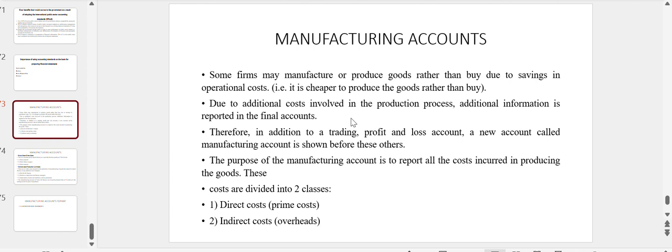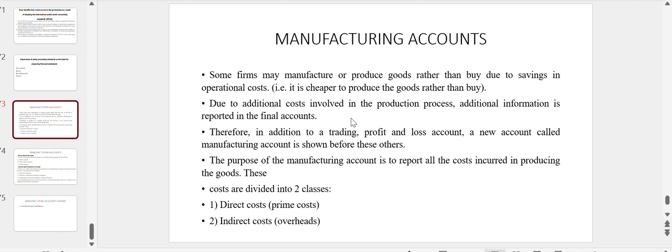So what is manufacturing accounts? For companies that manufacture goods or produce goods, they will have to open an account called manufacturing account to determine the total cost of production. And there are companies that may decide to manufacture or produce because it helps them to save on the operational costs. So it is cheaper to produce the goods than to buy the goods. So for these companies, they are going to incur some additional cost.